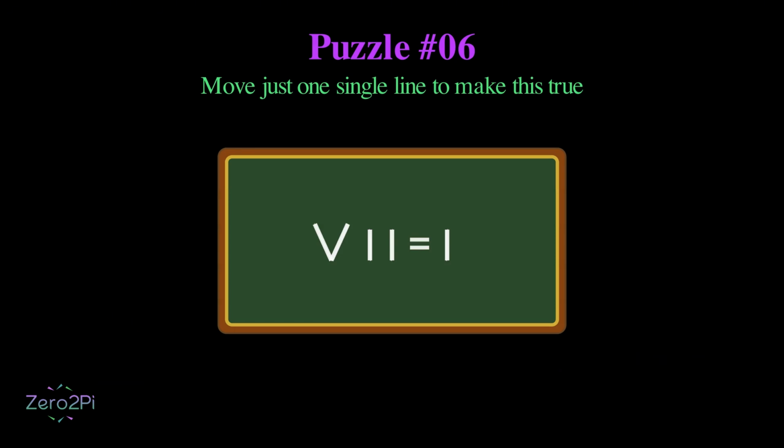If you keep manipulating the numbers within the Roman numerals, then no matter where you move the line, left or right, there's no way to make it true. So I'm going to highlight this line that we're going to relocate. Now look carefully. Instead of keeping this line as part of the Roman numeral 7, I'll move it and place it horizontally right above like this. And there we go. By moving that single line, we've transformed 7 into the square root of 1.